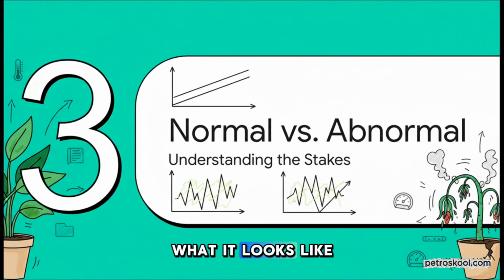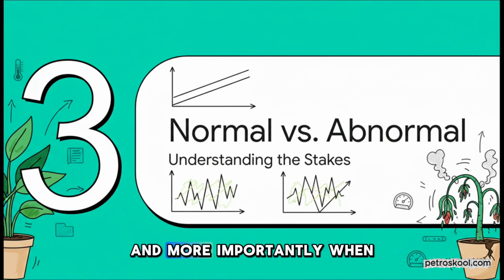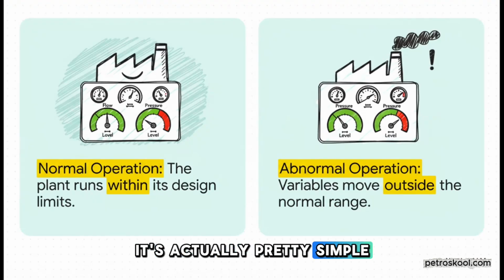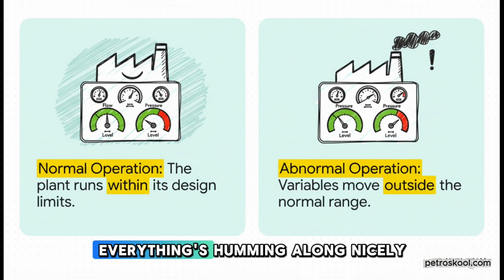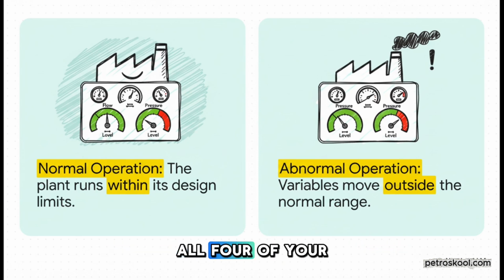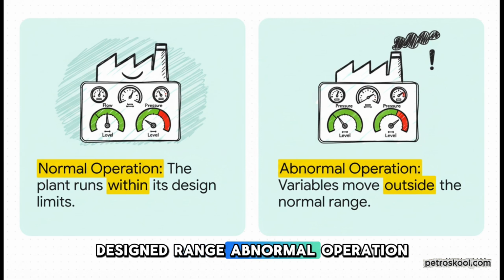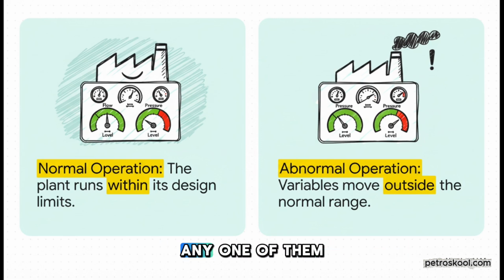Okay, so we have our 4 key variables. Now let's talk about what it looks like when they're behaving, and more importantly, when they're not. This is all about learning to read the mood of your plant at any given moment. It's actually pretty simple. Normal operation just means everything's humming along nicely. All 4 of your variables are sitting inside their happy designed range. Abnormal operation is that moment when any one of them starts to drift outside that range.